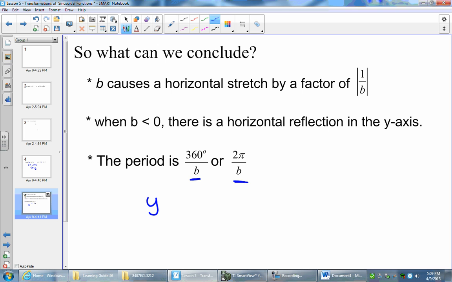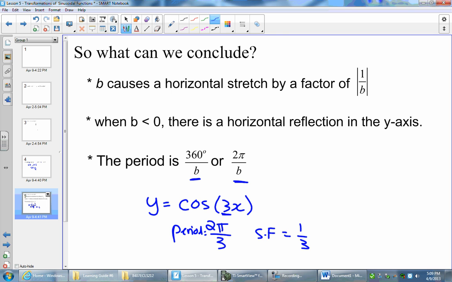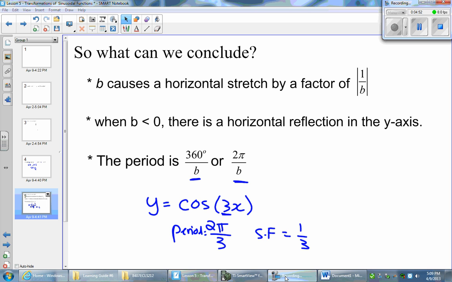Okay, so if I take a look at this graph, y is equal to cos of 3x, my period is 2 pi, or because I'm working in radians here, it's 2 pi over the B value, so it's 2 pi over 3. Okay, so that's my period. And of course my stretch factor is the reciprocal of the b value, which is 1 over 3. Okay, so that concludes my lesson on the effect of parameter b on sinusoidal functions.